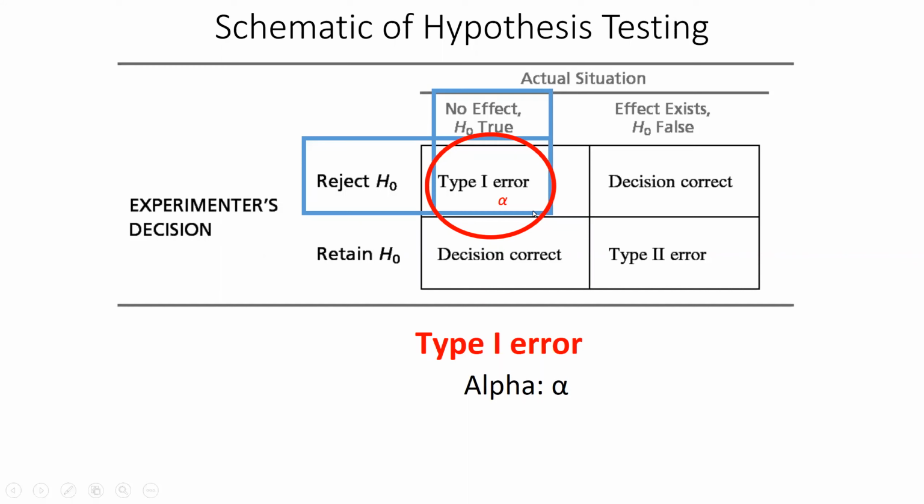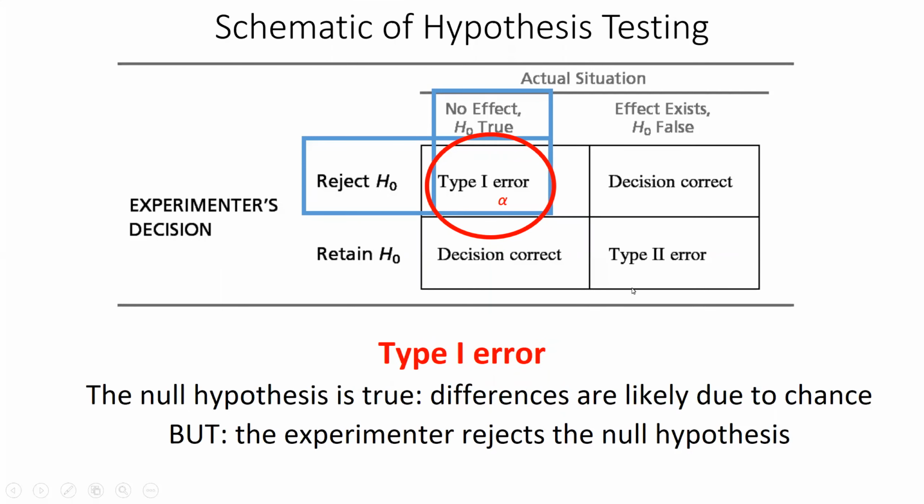So the null hypothesis is true. The differences in the means of the samples are likely due to chance, but the experimenter concludes differently and rejects the null hypothesis, claiming that the differences between treatment and control are not likely due to chance.